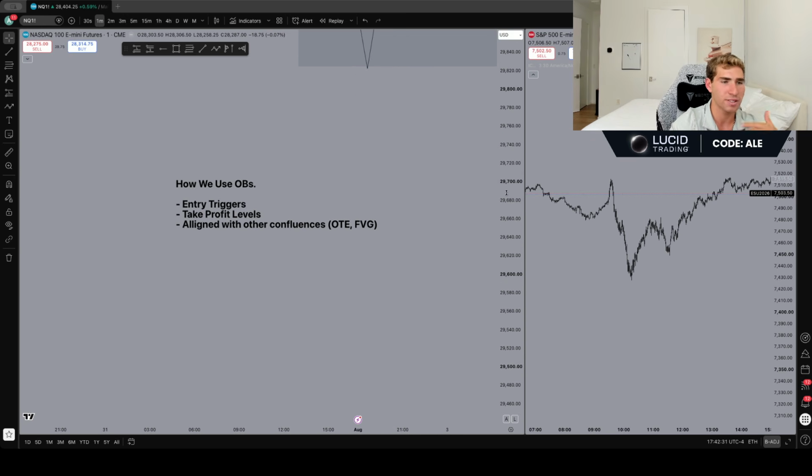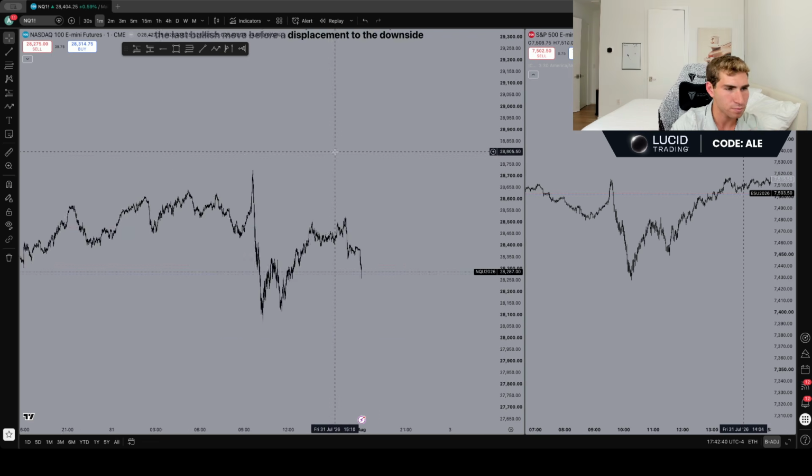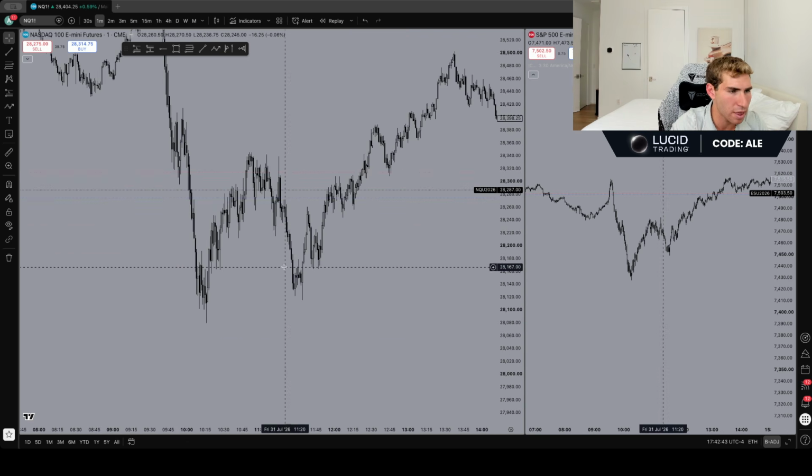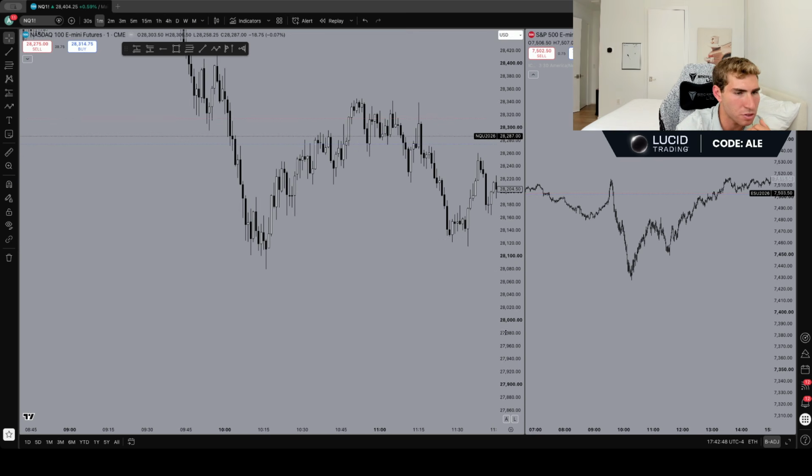And I also use them as take profit levels. If I'm shorting and there's a bullish order block, there's a possibility price reverses from it, so I just take profit at that level, right? It's literally that simple. And I'm going to show you guys an example of what I mean by that, right? So in my eyes, a bullish order block would be something like this.